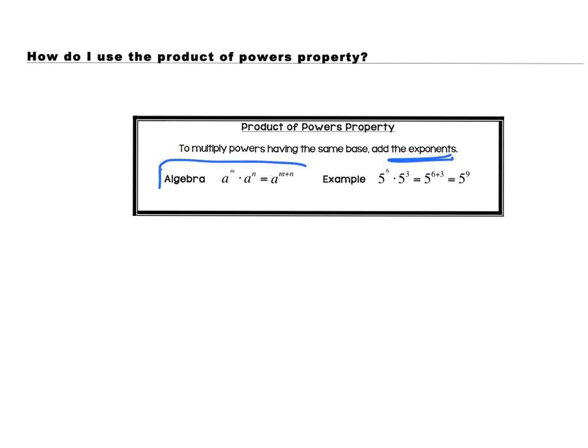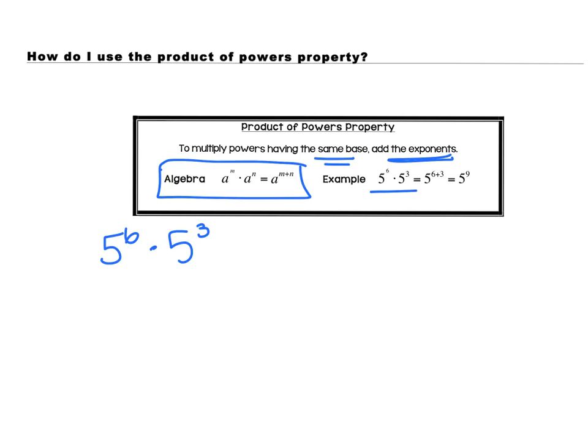So let's take a look at what that looks like right here. It says a to the m power times a to the n power. You're going to have a to the m plus n. Well, let's show you what that looks like. Let's take our example right here where I have 5 to the 6th power times 5 to the 3rd power. And now remember, they had to have the same base in order for us to apply this property.